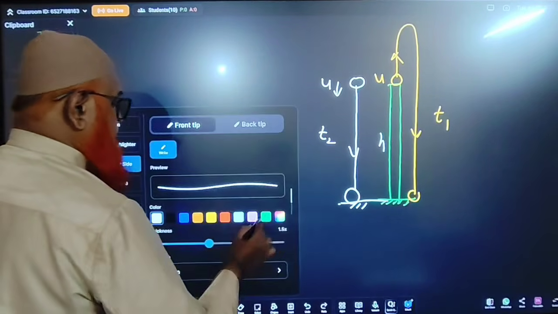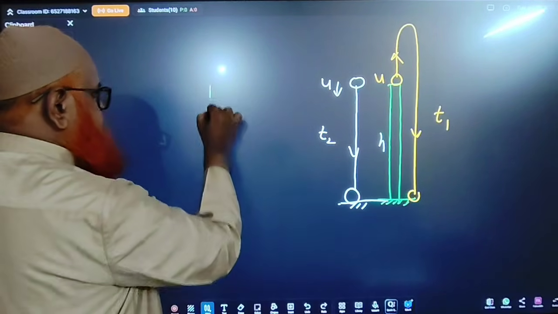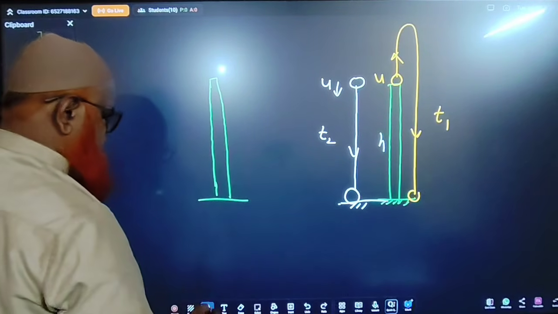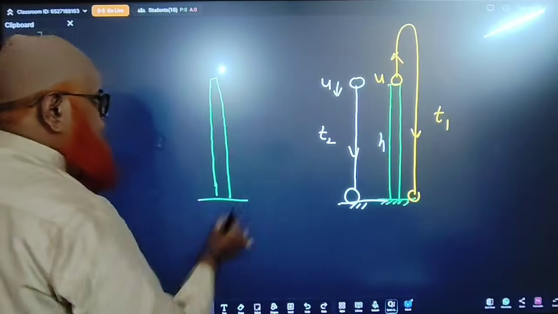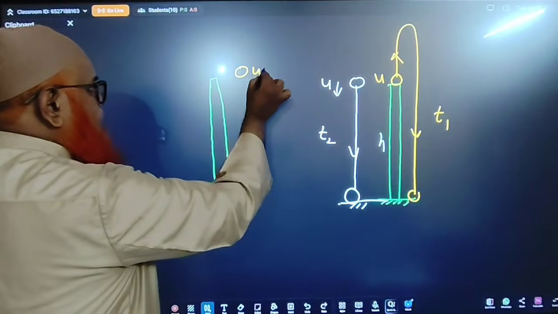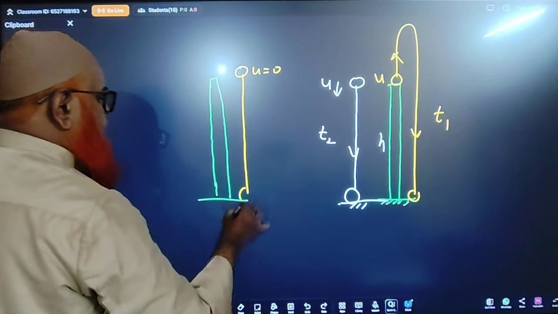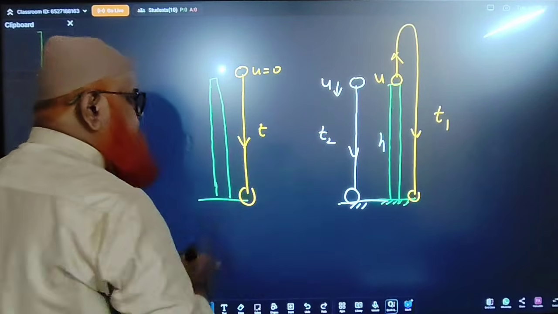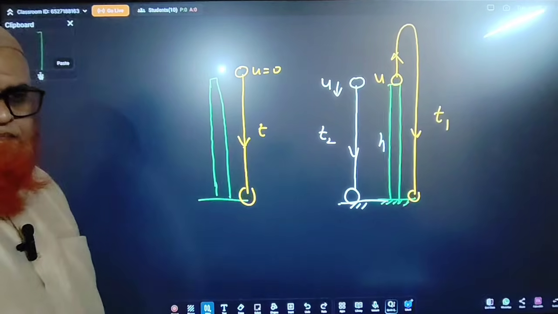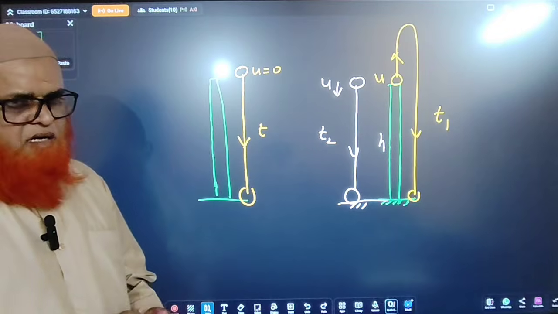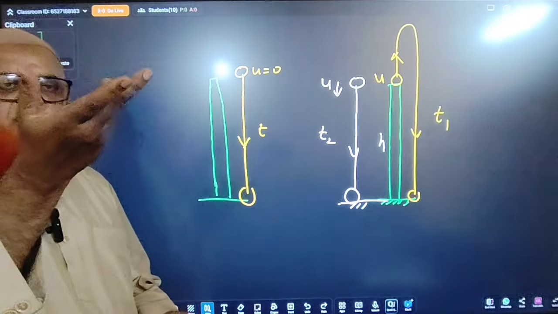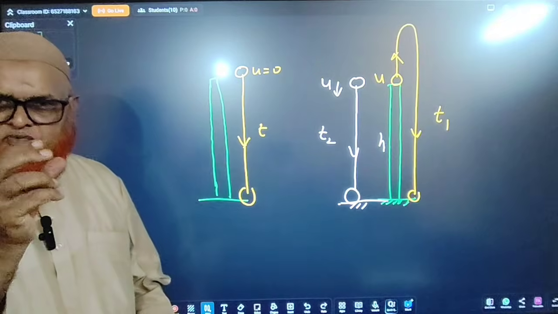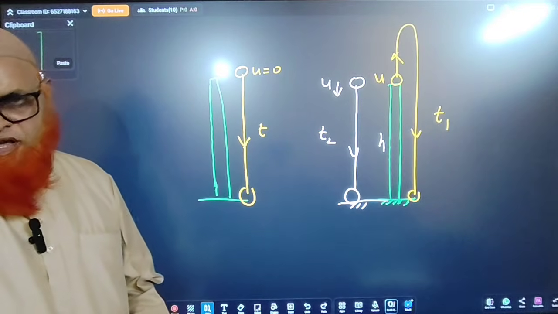See here. From the same tower of the same height, this is the third situation where you are just dropping a ball with initial velocity 0 and it strikes the ground with time t. Try to understand now. From a certain height, throwing upward with some speed; from the same height, throwing the body downwards; and from the same height, dropping the body.